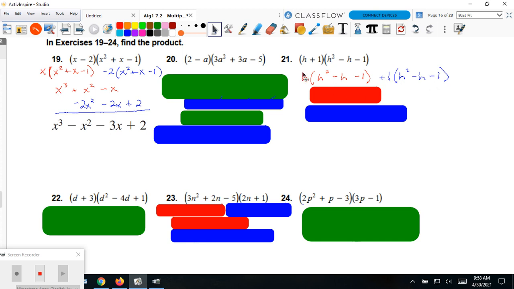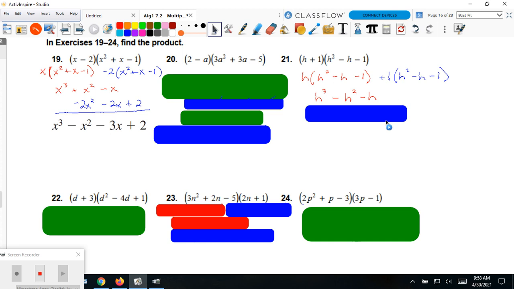So distribute this h in the red one here from the first term times the trinomial. So it's h squared for the first part, negative h, or h to the third part. So h times h squared is h to the third. H times negative h is negative h squared. H times the negative 1 is negative h. And then 1 times this whole trinomial is not going to change anything about this trinomial. So basically you're just writing this trinomial down below, and I'm going to line up my like terms.